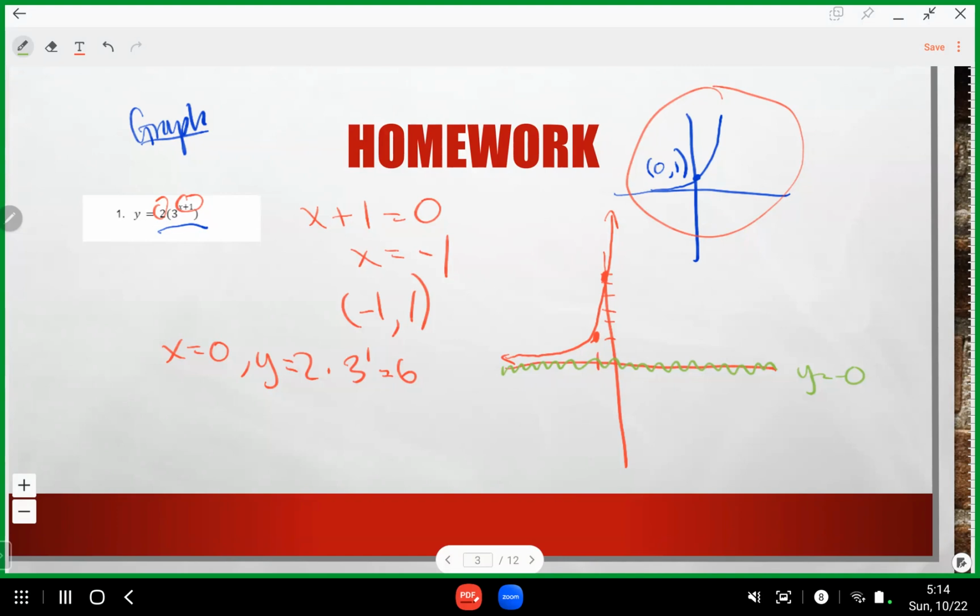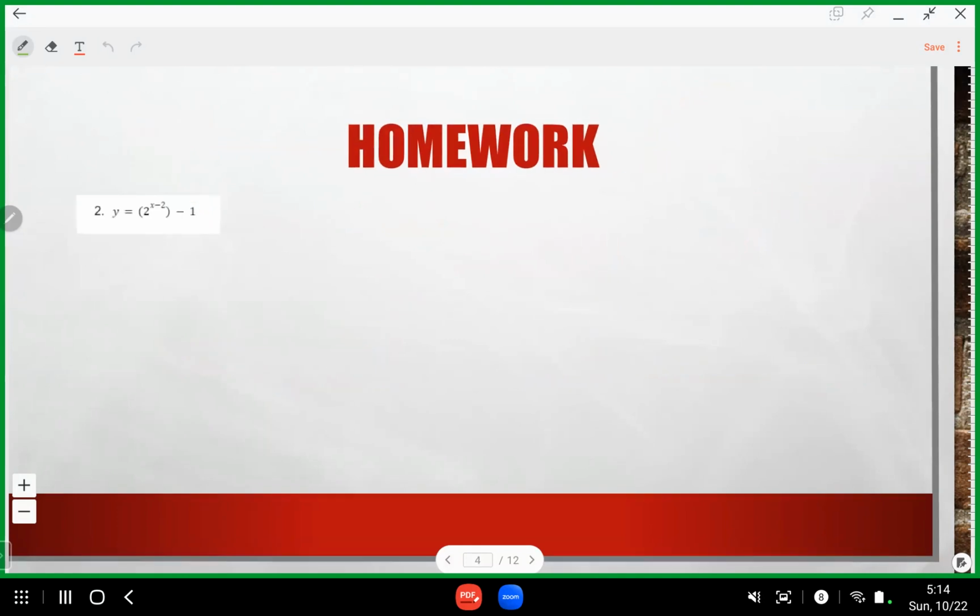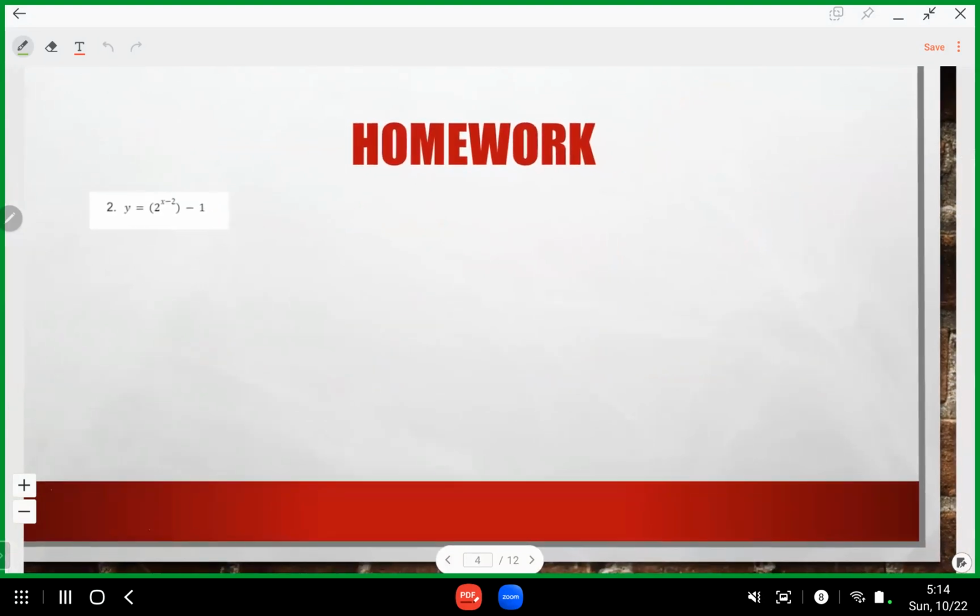All right. So now let's go on to the second graph here, and this is also an exponential function. Third graph, I think, is logarithmic. So yeah, this one is not too hard. So yeah, give it a go for a couple minutes, and then I'll come back and do it.